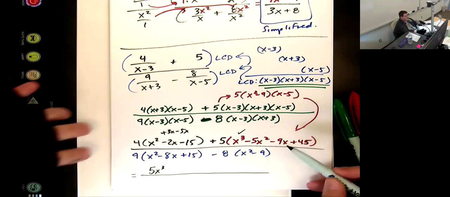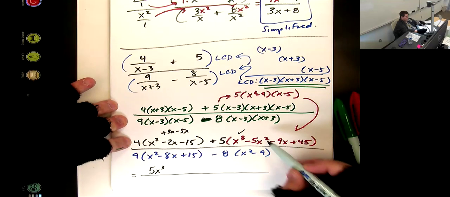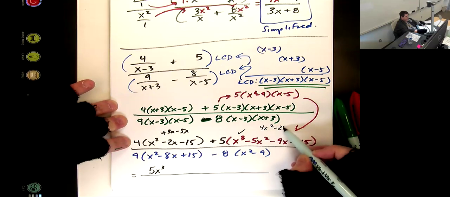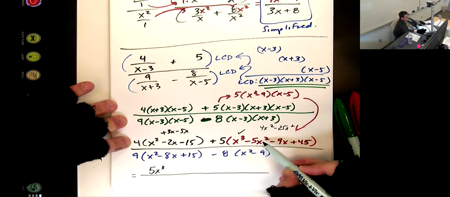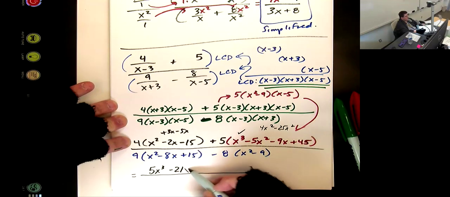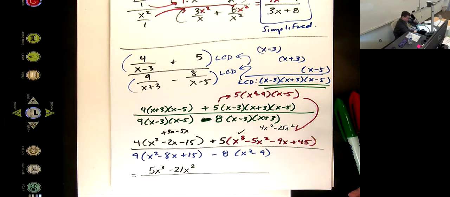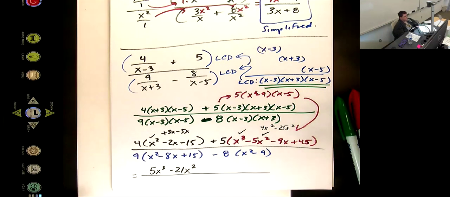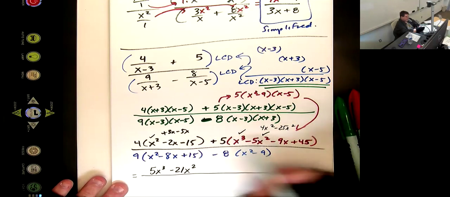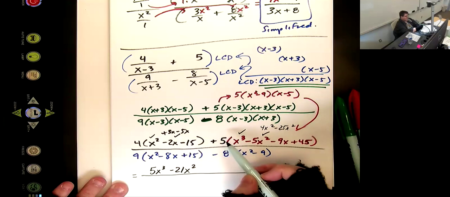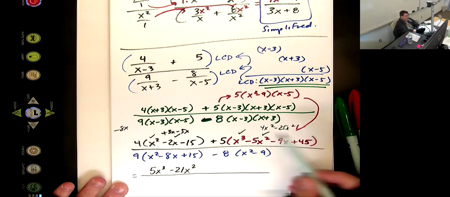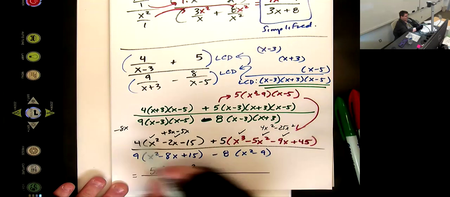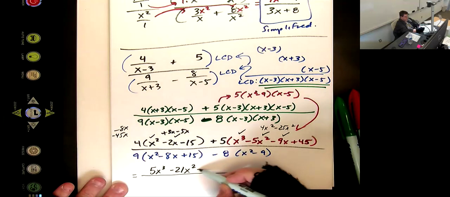And then for x squared, I have 4x squared and minus 25x squared from distributing. So putting those together, I get negative 21x squared. And that dealt with that term and that term. And now I have a couple things with x's. I got 4 times negative 2x is negative 8x. And 5 times negative 9 is negative 45x. Together that makes negative 53x.